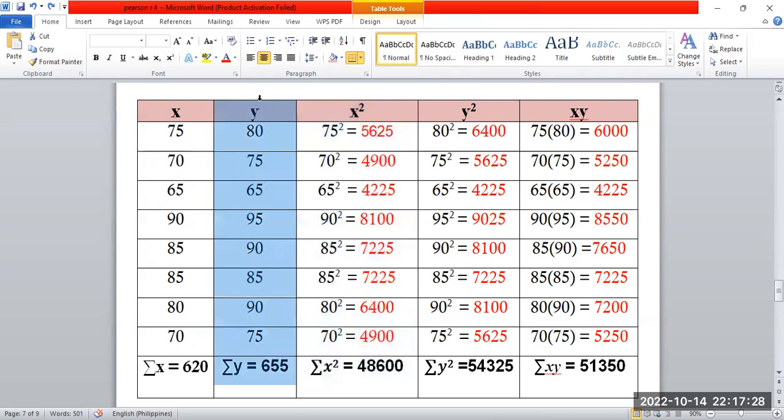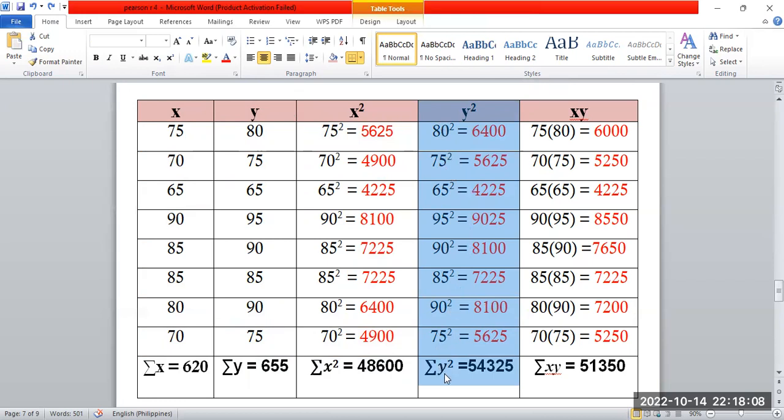And then after that, si y naman, i-raise natin by 2. So, square din natin 80 squared, 75 squared, 65 squared, 95 squared, 90 squared, 85 squared, 90 squared, and 75 squared. Ito siya. Okay, so that's 6,400, 5,625, 9,025, 8,100, 7,225, 8,100, and then 5,625. Ito yung mga y values. Okay, na-raise by 2 natin siya. So that means 80 times 80, 75 times 75.